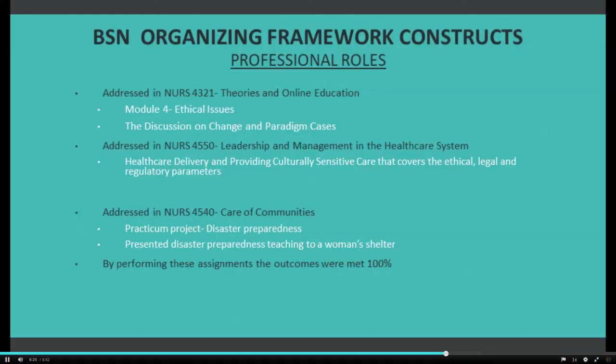The fifth and final student learning outcome is the professional roles construct. This differentiates multiple role dimensions and practices within ethical, legal, and regulatory parameters when caring for patients as a member of the interprofessional and intra-professional healthcare team. Demonstrates professional integrity, effective communication, active inquiry, and service to the community.